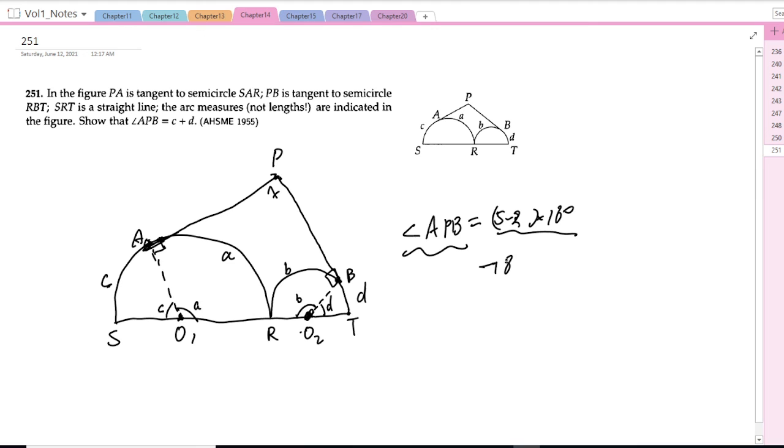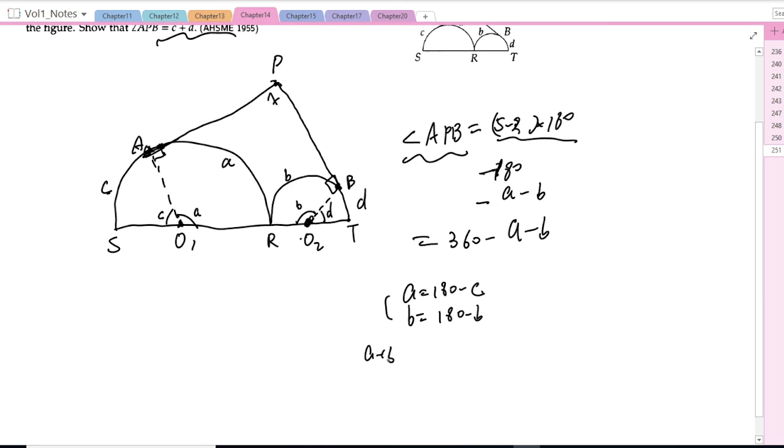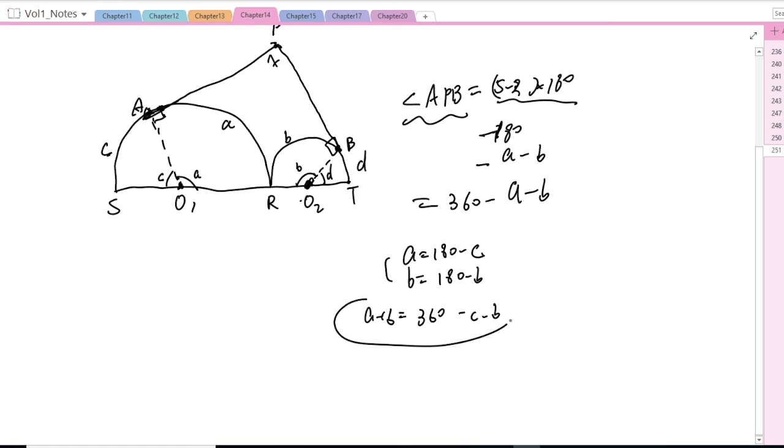So APB is equal to the pentagon's (5 minus 2) times 180, then minus the two 90 degree angles, that's 360 degrees, right? Then minus this A and minus this B. So we know that A is 180 minus C, because we only need the CD, right? Then B is equal to 180 minus D. So A plus B is 360 minus C minus D, right? So you apply this one to here. Then you can say APB is equal to C plus D.